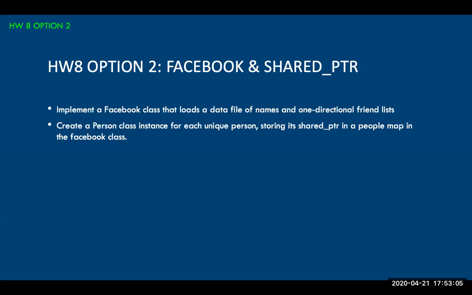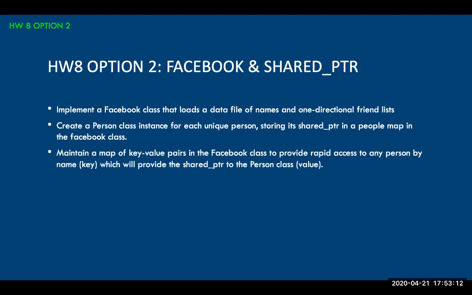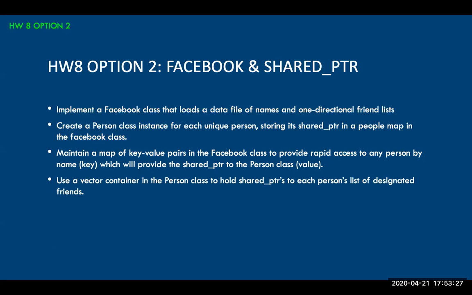So it's not too different than what we're doing inside of the puzzle. But this time we have a name, we can look stuff up. And we have that key value pair map to let us do that. So the name is the key, and the value of the map is going to be the shared pointer. And that's going to point to our person instance of a person class. So we'll use a vector to hold all the shared pointers to each person's list of designated friends. And we'll look at a picture of this in a second. I know the text is kind of hard to absorb.